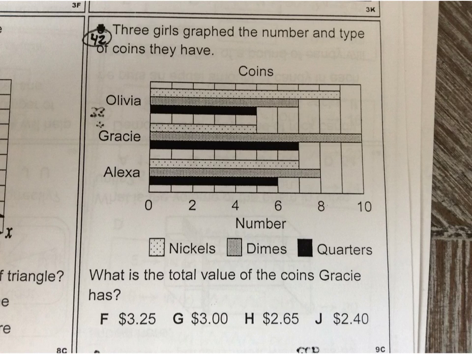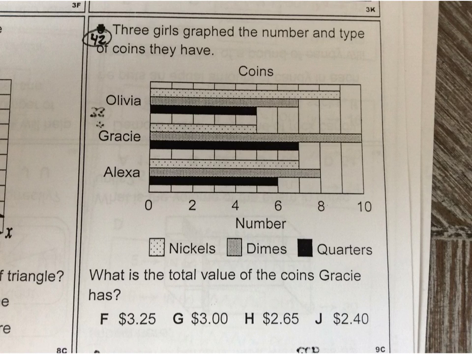So if you look at Gracie, the dots represent nickels. So that bar goes, it looks like between 4 and 6, which is 5. So how much is 5 nickels? Then we have our dimes. Looks like there's 10 dimes. 10 dimes are 10 cents each. So how much is 10 dimes? Then our quarters, it looks like it's between 6 and 8, which would be 7. So how much is 7 quarters?